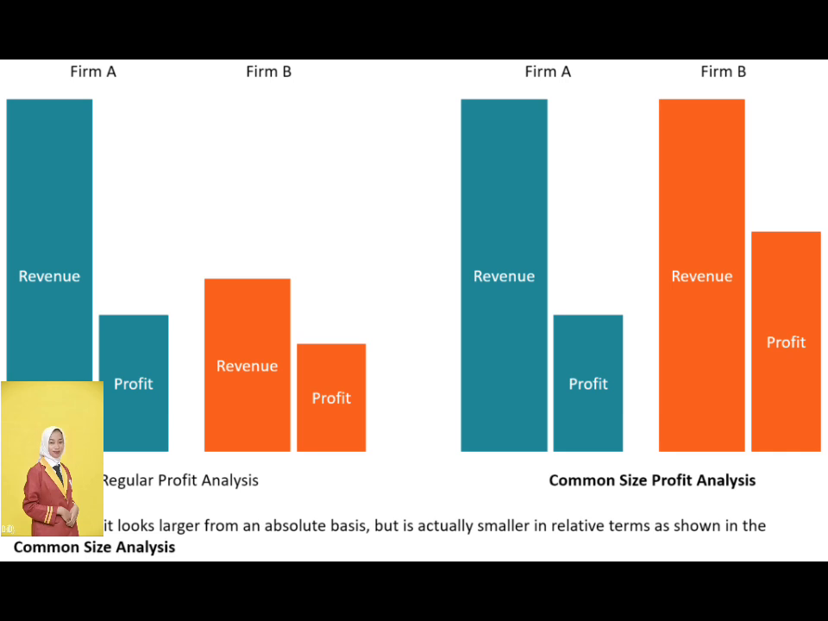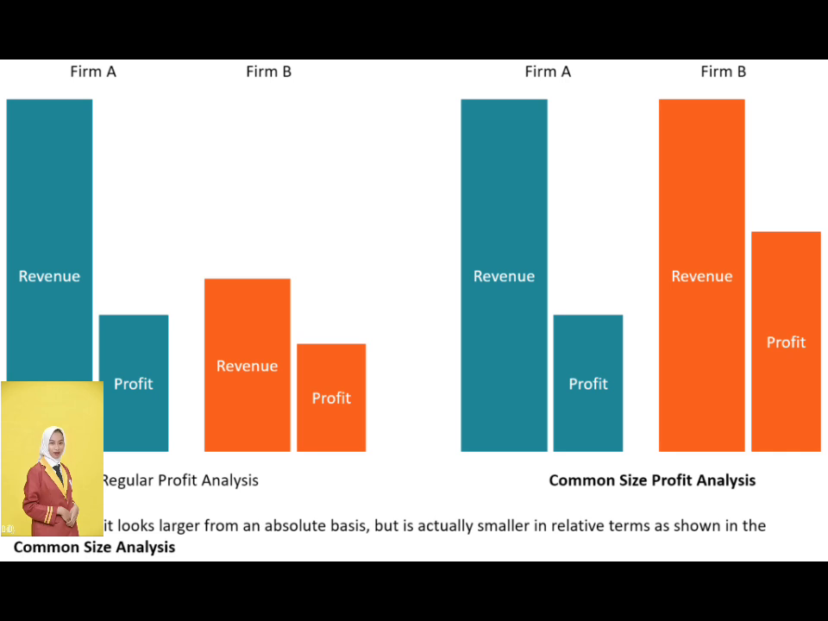Let's say a company has net sales of $1 million and a cost of goods sold, COGS, of $600,000. In a common size income statement, COGS would be shown as 60% of sales. Another company may have sales of $10 million with COGS of $6 million, also 60%. Although the numbers are vastly different, the cost structure is the same. This makes common size analysis a powerful comparison tool.